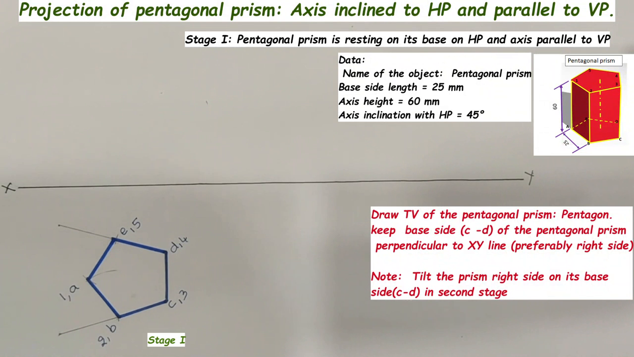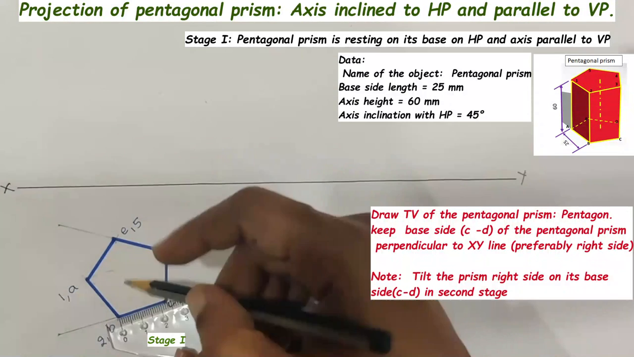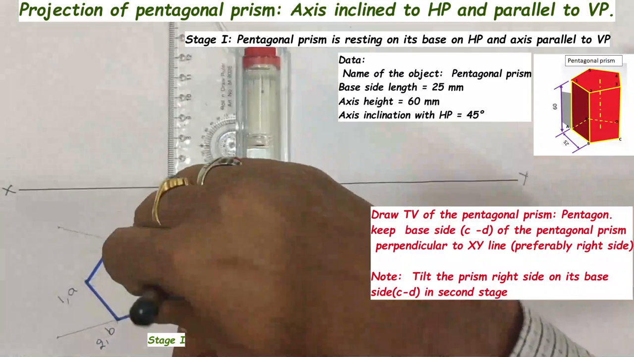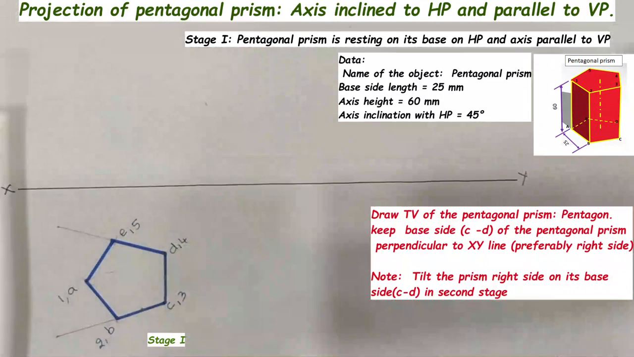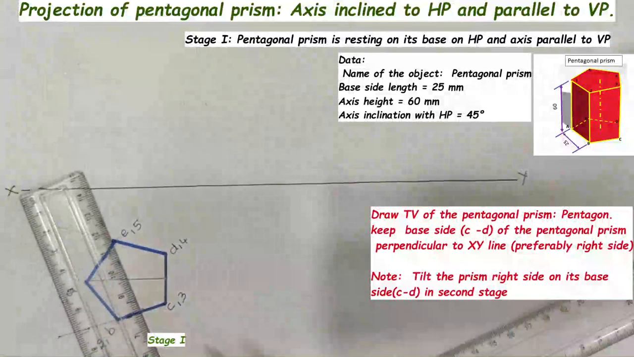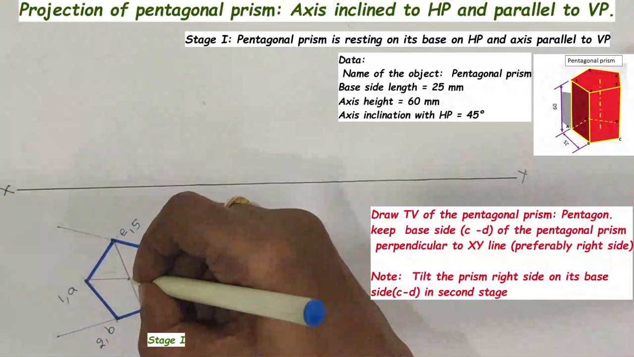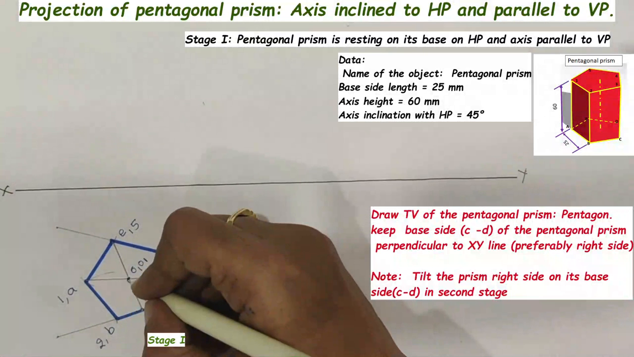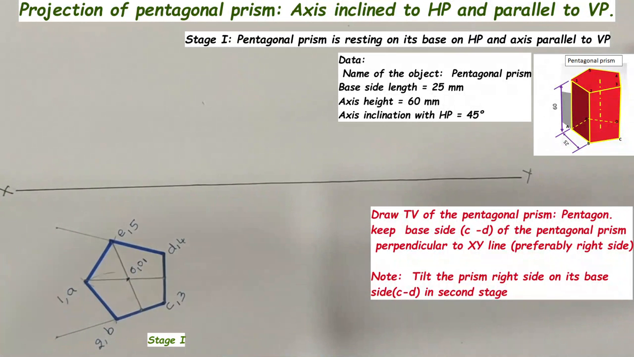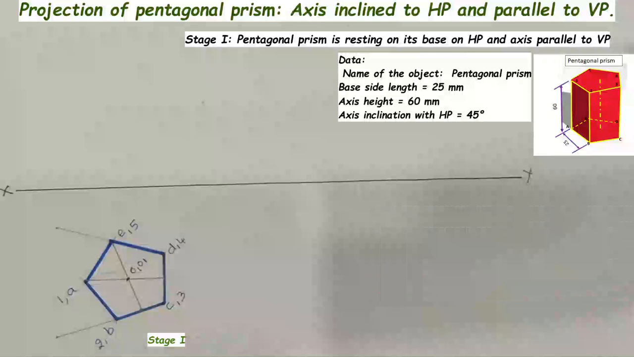Then locate the center of the base of the pentagonal prism in top view. This is the center of the pentagonal prism's base, and also it is the image of the axis. With this, we completed drawing the pentagonal prism's base in top view. Then we'll draw its corresponding front view.